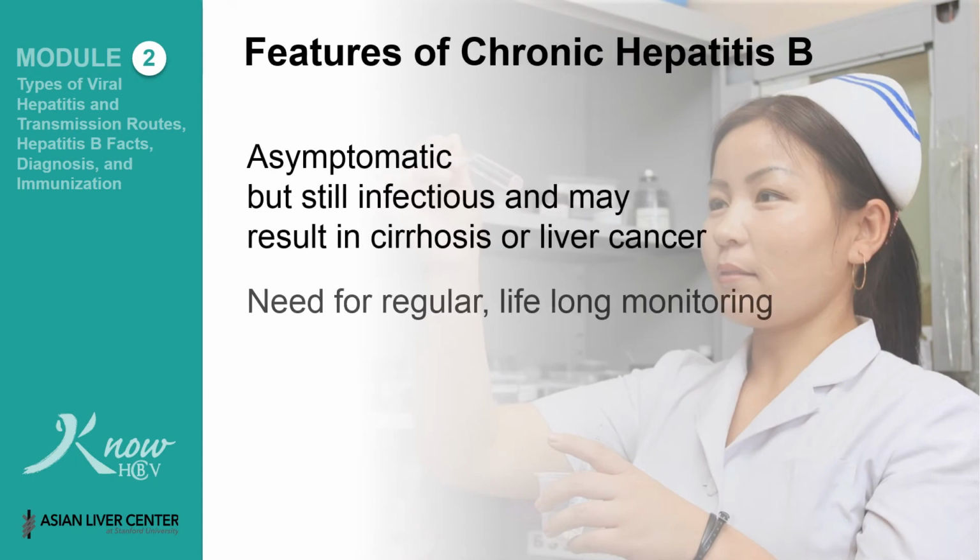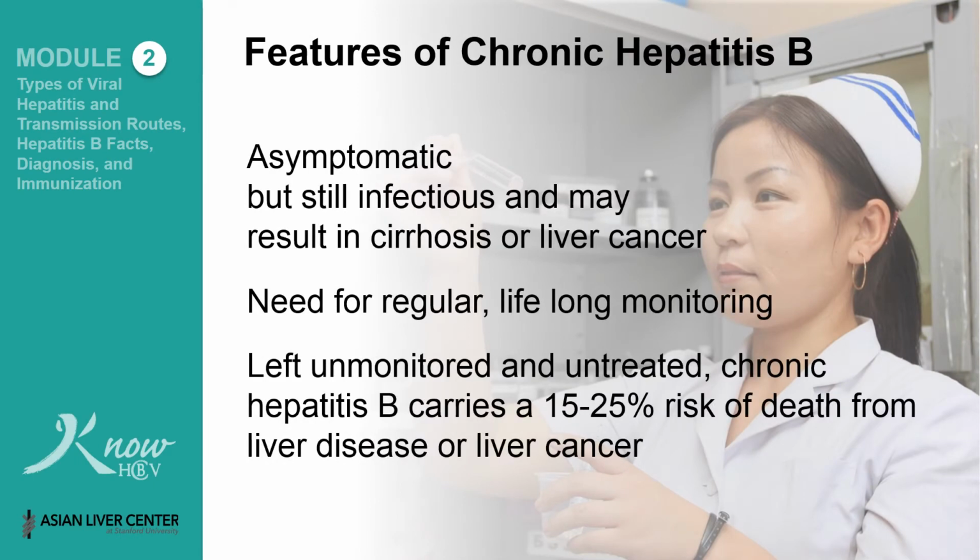People living with chronic hepatitis B infection are often asymptomatic and often called hepatitis B carriers, but they are still infectious and can spread the infection to others through mother-to-child transmission at birth, blood, and unprotected sex. Even though they might feel healthy, without proper long-term monitoring and treatment, chronic hepatitis B can progress to cirrhosis or liver cancer. If left unmonitored and untreated, chronic hepatitis B carries a 15 to 25% risk of death from liver disease or liver cancer.